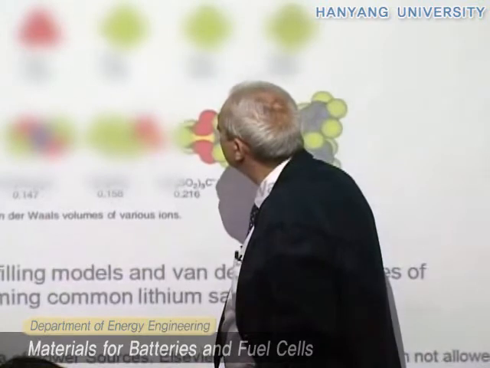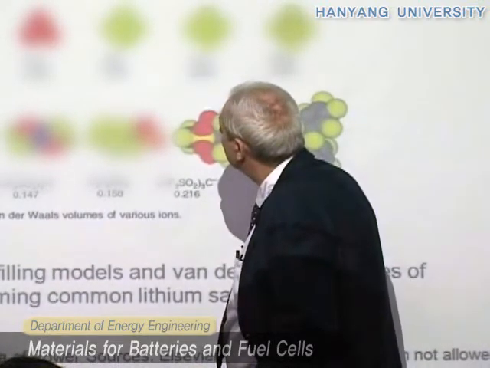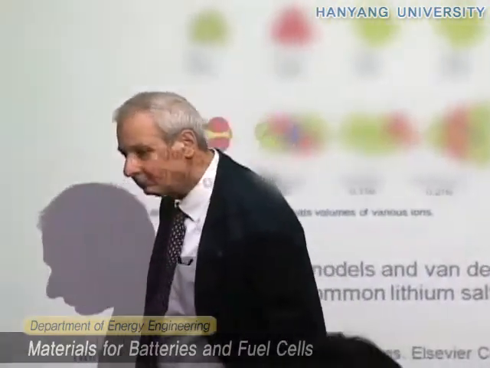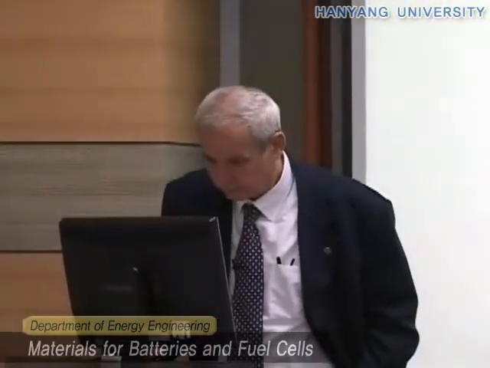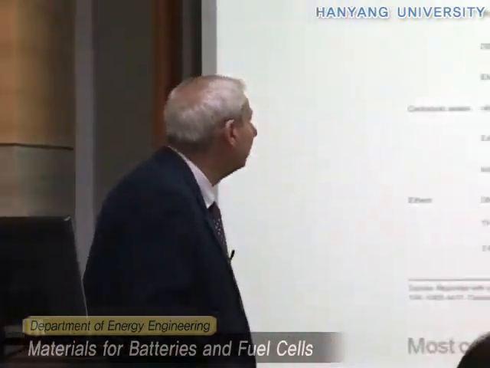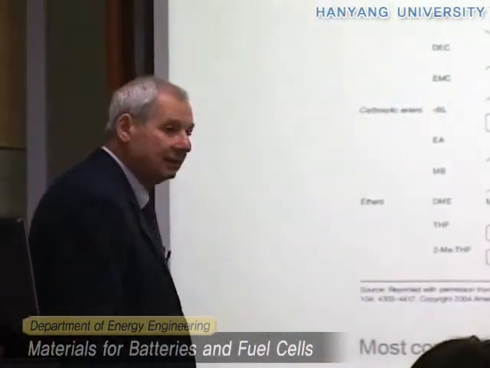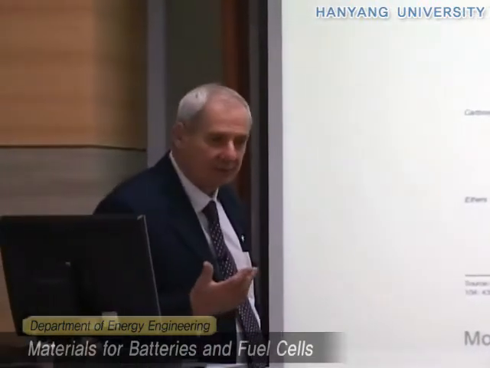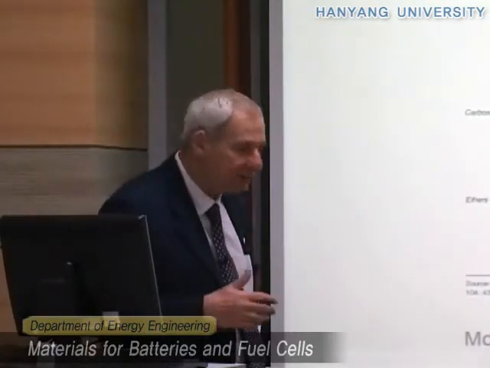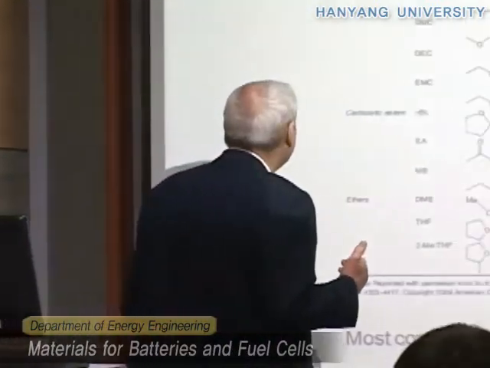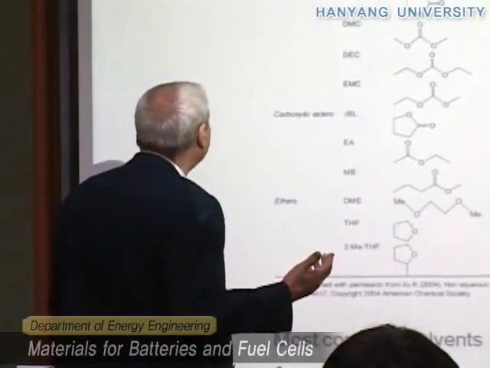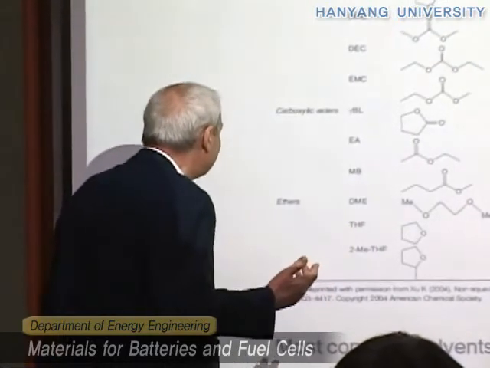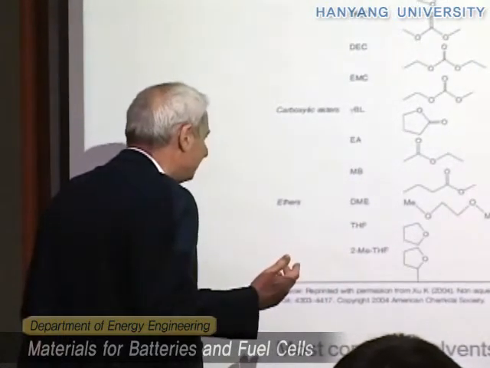a reasonably low volume, so is a good conductor. This is better? Yeah, it's a bit better. Now you see, remember that an electrolyte is formed by a salt into a solvent. So before we saw the property of the salt, now we see the property of the solvent. And you have many possibilities. You can use diesters or carbonates or carboxylic esters or ethers.